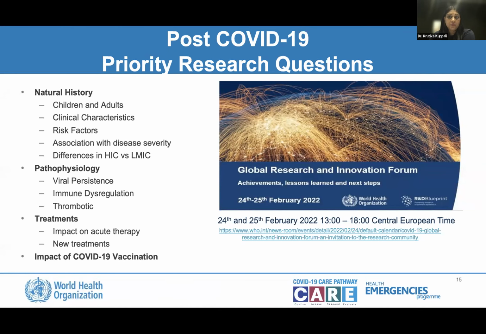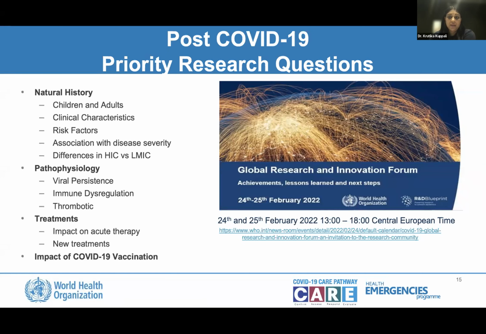And then understanding treatments. So the impact on acute therapy and also new treatments and how that might affect post-COVID condition. And then also the impact of COVID-19 vaccination on signs and symptoms people might have. There's emerging data that shows that vaccine may help mitigate the signs and symptoms of post-COVID-19 condition.